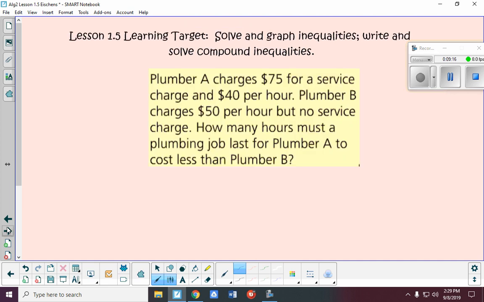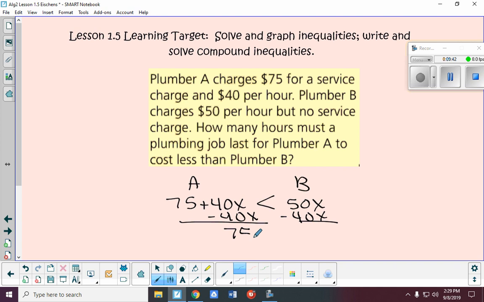All right, just another quick one. Plumber A charges $75 for a service call and $40 per hour. So 40 times X, the number of hours. Plumber B charges $50 per hour, but no service charge. How many hours must a plumbing job last for plumber A to cost less than plumber B? And you would set it up like this. And this time I'll solve it this direction, but I'll show you what we have to do at the end.